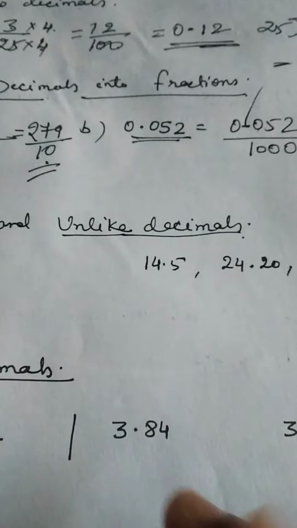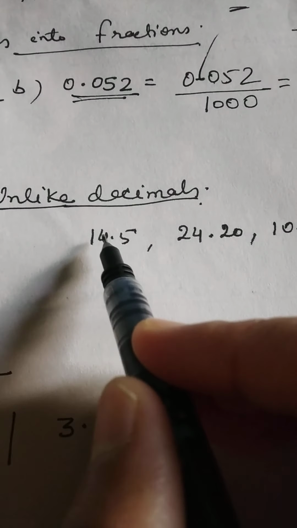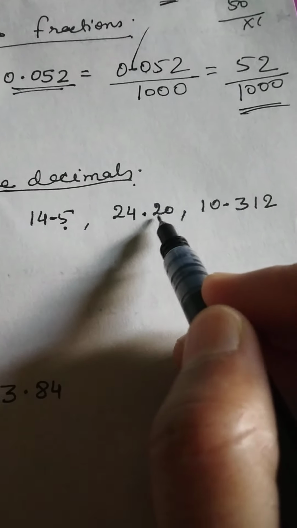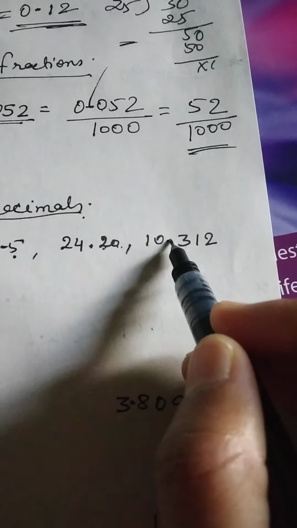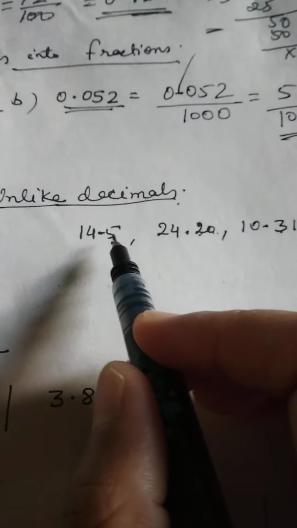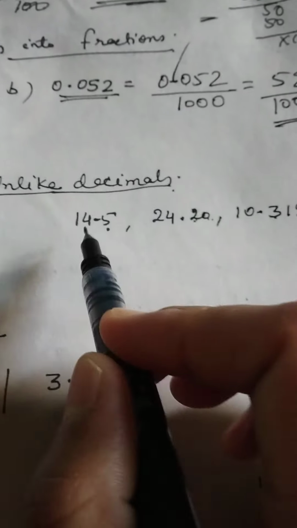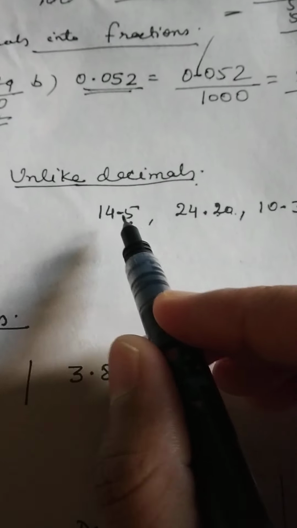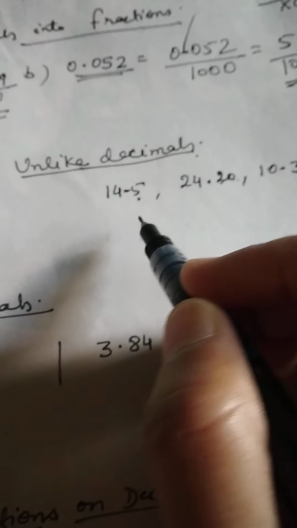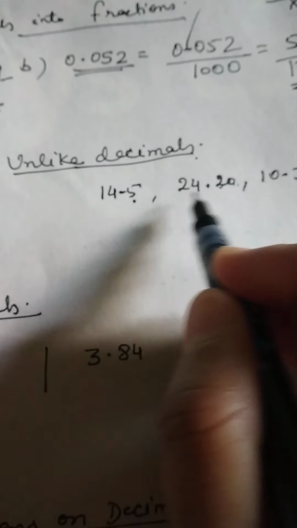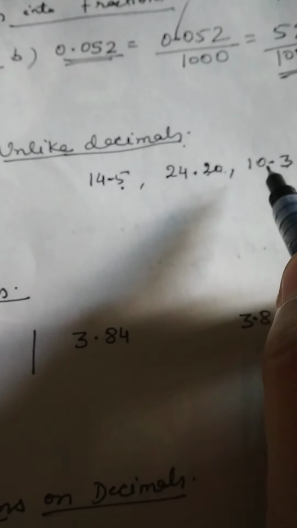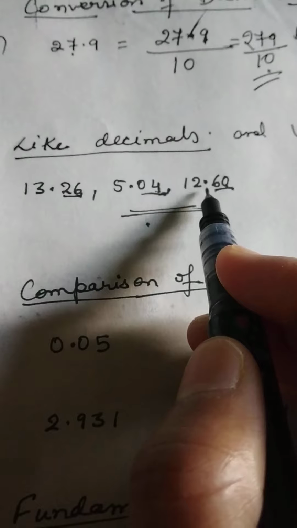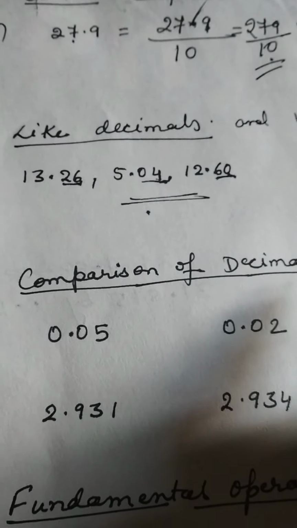Clear? And unlike decimals? Let's see. After decimal, 1 digit. After decimal, there are 2 digits. And after decimal, there are 3 digits. So the number of digits after decimal is not the same. So that's why they are called unlike decimals. Unlike decimals, the number of digits will not be the same after decimal. Like decimals, the number of digits will be equal or the same after decimal. Clear to you?